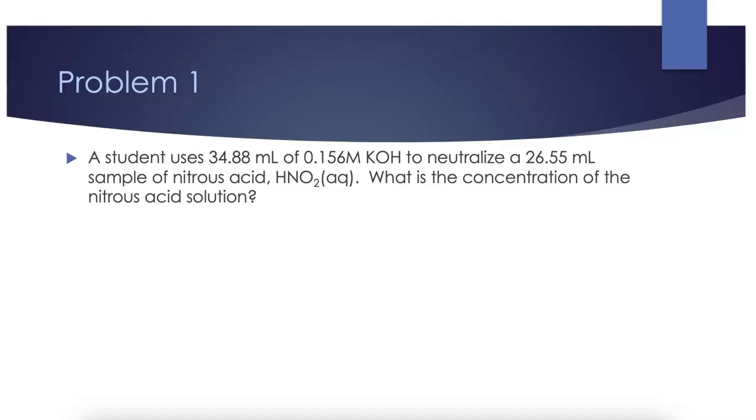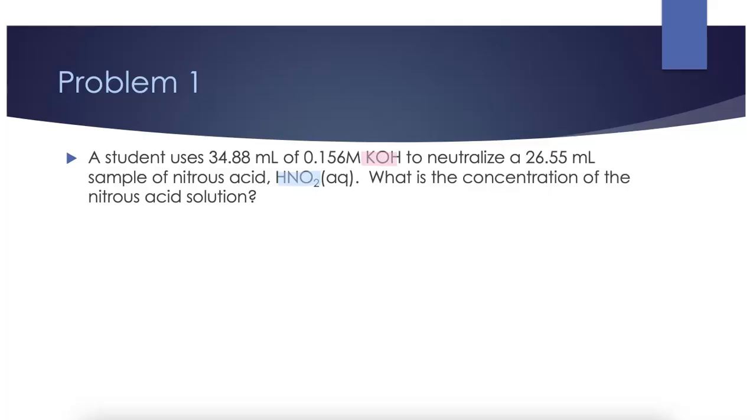A student uses 34.88 milliliters of 0.156 molar potassium hydroxide to neutralize a 26.55 milliliter sample of nitrous acid, HNO₂. What is the concentration of the nitrous acid solution? Let's look at what we know. We know we have potassium hydroxide. There's 1 hydroxide in that formula. And we have nitrous acid, which is a monoprotic acid.